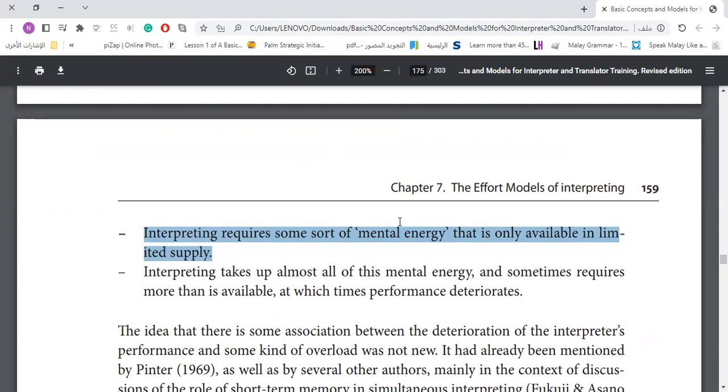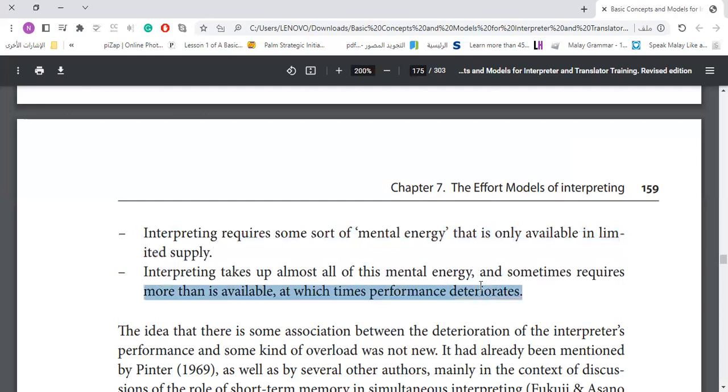Now imagine that someone's voice is in your head over and over for a long time, for 15 to 30 minutes. It's going to consume the mental energy you have. Interpreting takes up almost all of this mental energy and sometimes requires more than is available. And that is when an interpreter's performance deteriorates or becomes lousier, if I'm going to use a colloquial word to describe what happens, not an academic one.